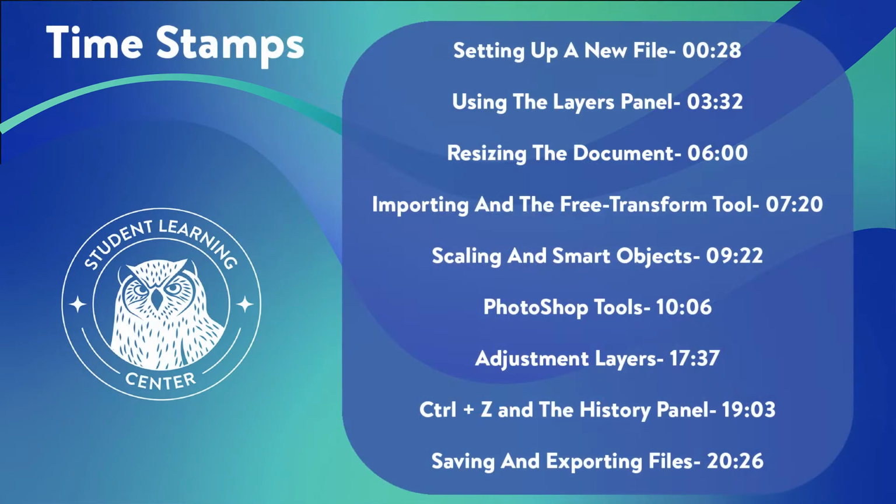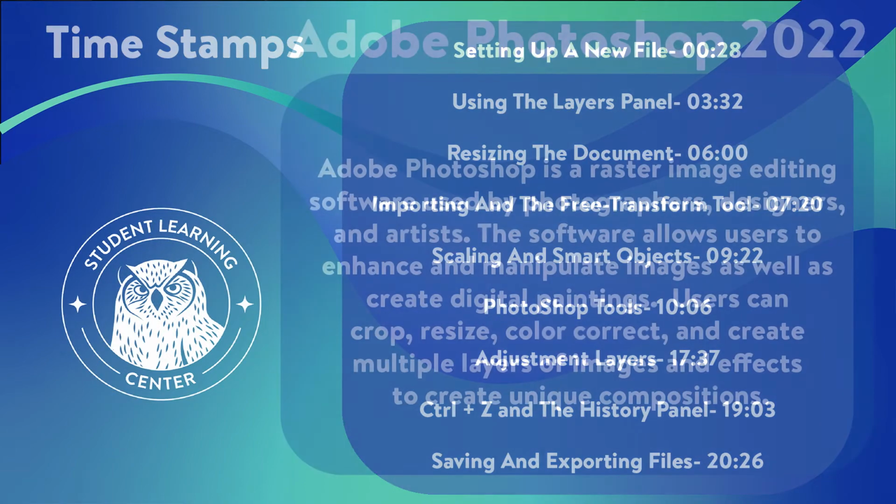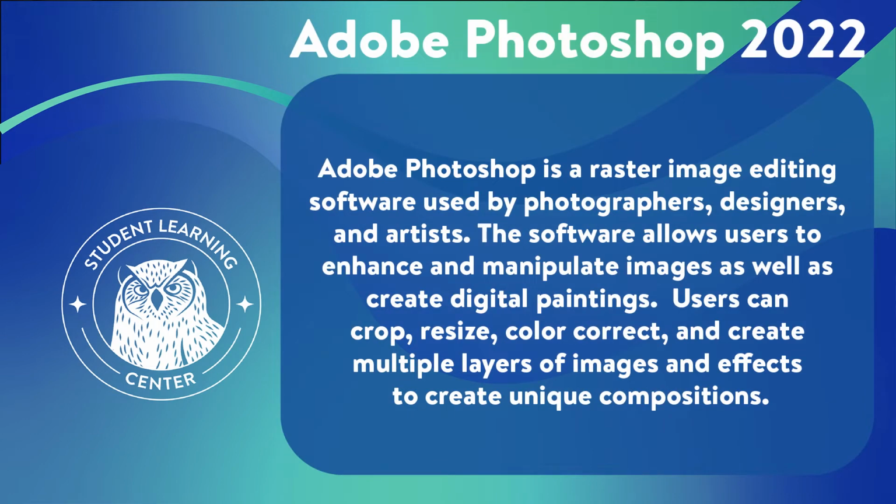My name is Baylit. I am a peer tutor, and today I will be showing you the basics of Adobe Photoshop. Adobe Photoshop is a raster image editing software used by photographers, designers, and artists. The software allows users to enhance and manipulate images as well as create digital paintings. Users can crop, resize, color correct, and create multiple layers of images and effects to create unique compositions. So let's just jump right into it.